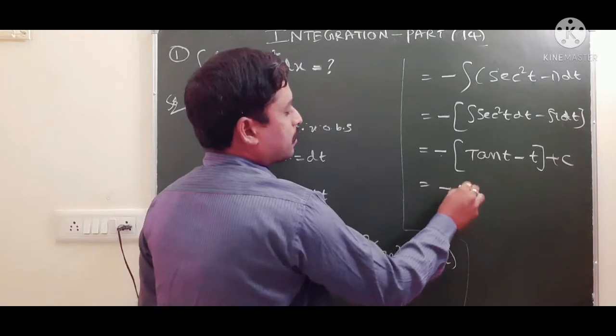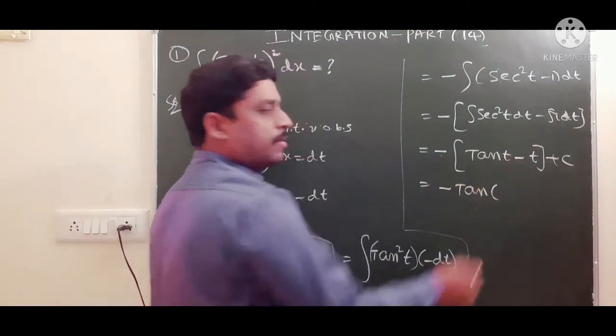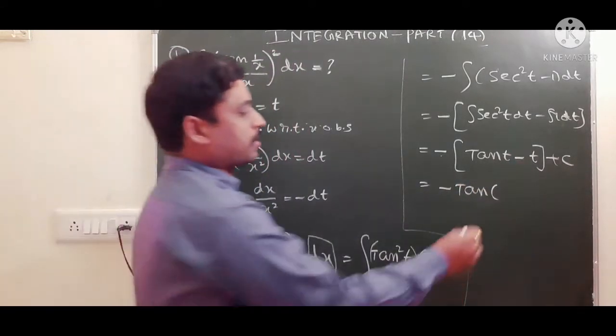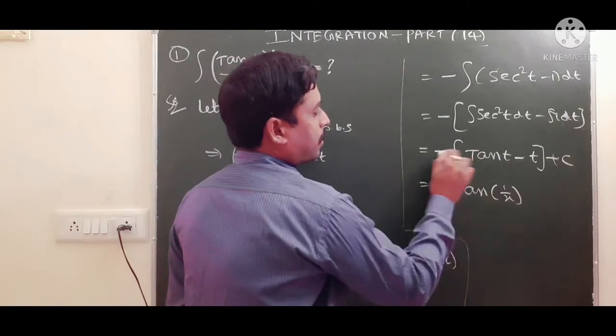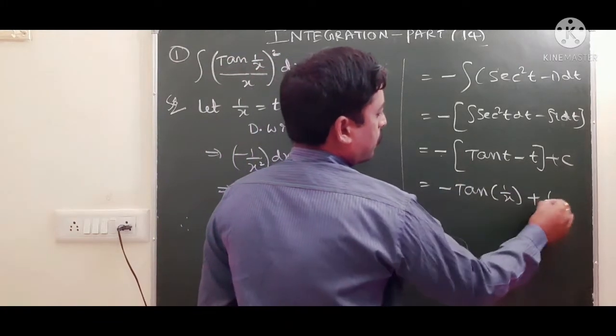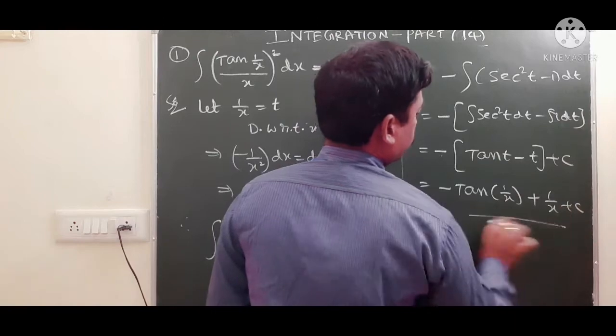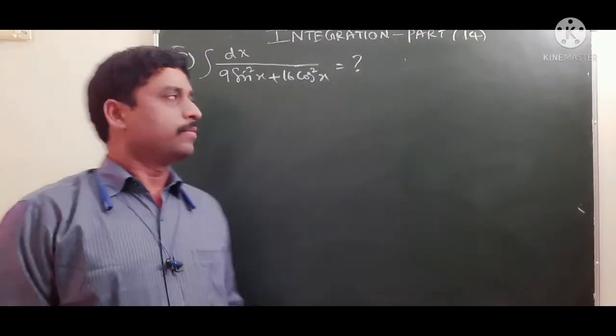So minus tan of, in the place of t we should write 1 by x. So minus into minus plus, so in the t place we write 1 by x plus c. This is the answer. Let us go to the next problem.